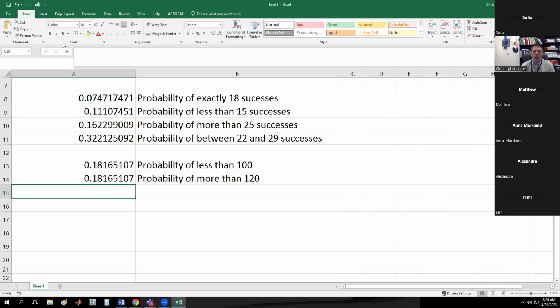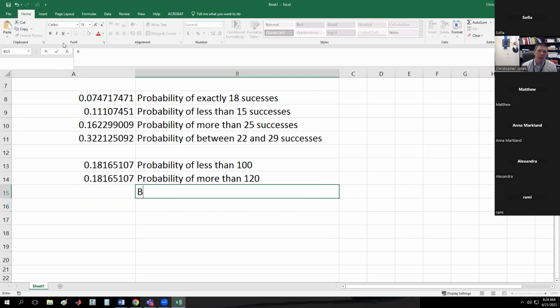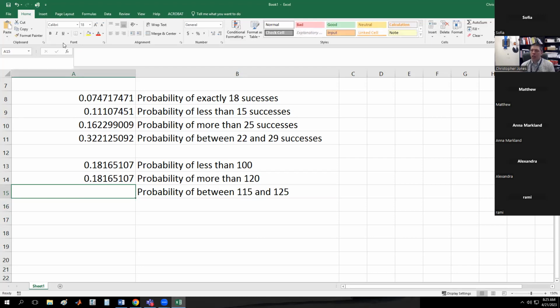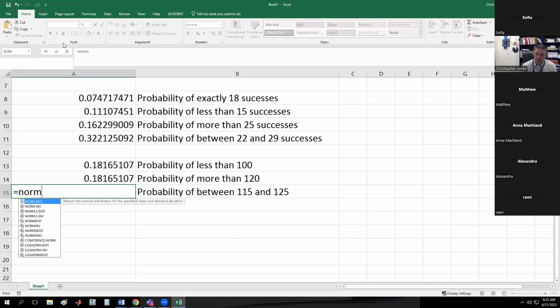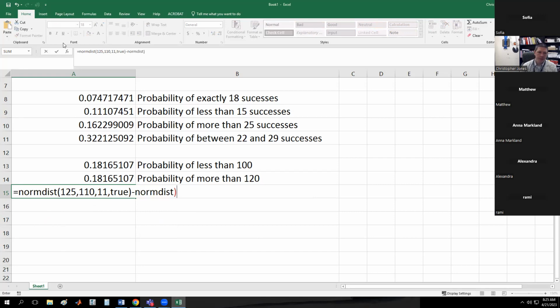If I want the probability of between, let's say 115 and 125, just like we did with the other two, I would figure out the probability of 125, figure out the probability of 115, and subtract those. So equals NORM.DIST of 125, comma 110, comma 11, comma TRUE, minus NORM.DIST of, what was it, 115, I think, comma 110, comma 11, comma TRUE.